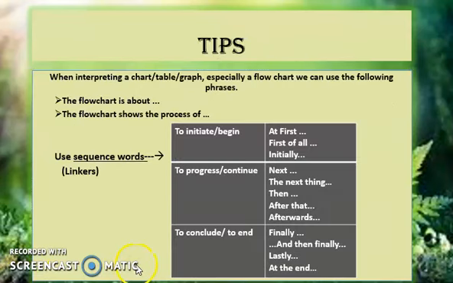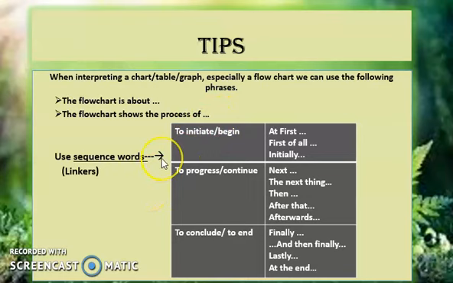Have a look at these basic tips that you can use when you interpret a flowchart. The paragraph should begin with "The flowchart is about", or "The given flowchart", or "The flowchart shows the process of". In such a way you can initiate a paragraph, because many times students find it difficult to start the sentence. That is the initiative problem they have. Such initiative phrases will help you to begin the sentence.